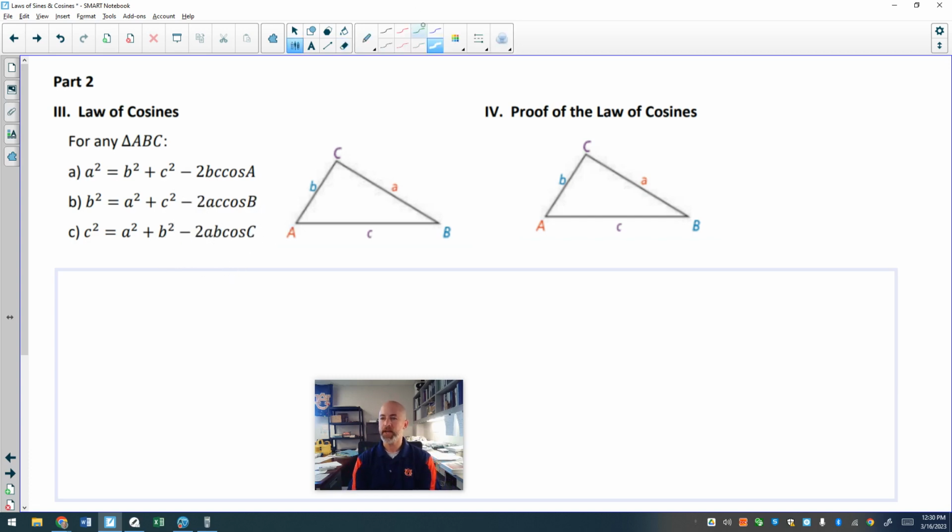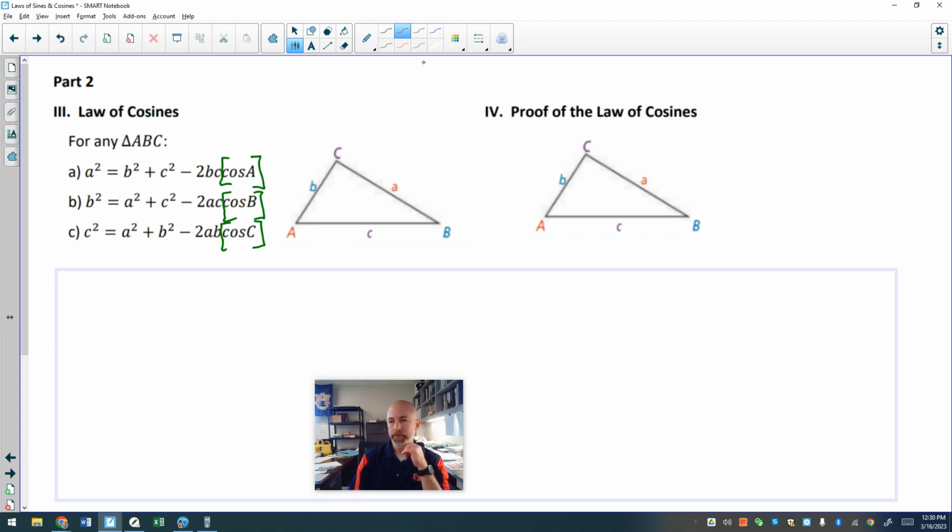And the cosine right here, it kind of blends in all together, but that is side length B, side length C times the cosine of angle A. So if you want to squeeze some parentheses around that so that the cosine function is kind of separated from the other side lengths, that may help.